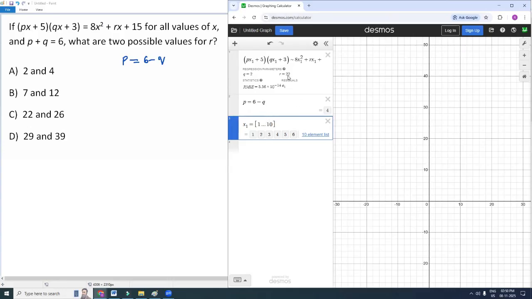Okay, here I got the value of r, that is r = 22. And I find this value 22 in answer choice C, and I don't find 22 in other answer choices. So the correct answer choice for this question must be answer choice C. 22 and 26 are the two possible values for r.